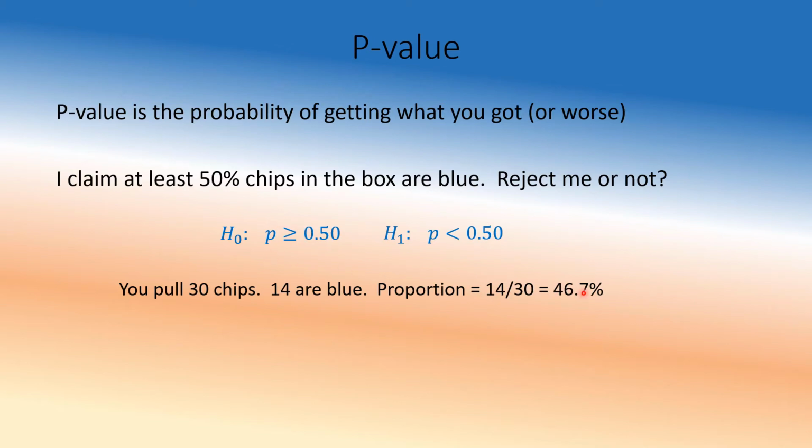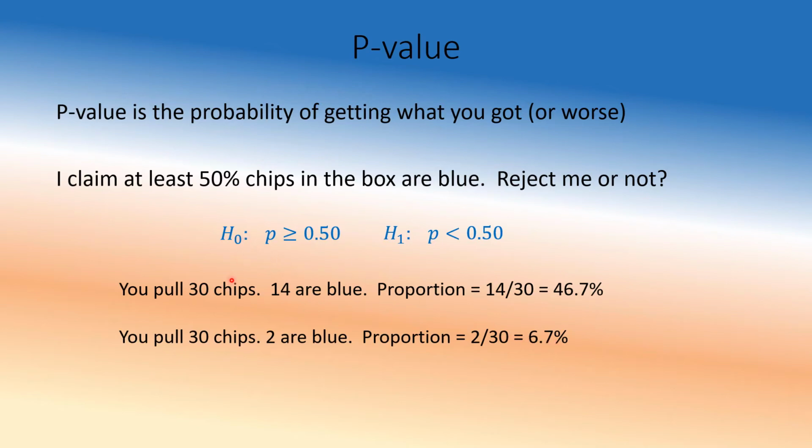Remember, not exactly 50%, but you gave some room for the error. Okay? Here, you pick 30 chips, 2 are blue. Well, now it's only 6.7%. Now you're wondering, wait a minute.